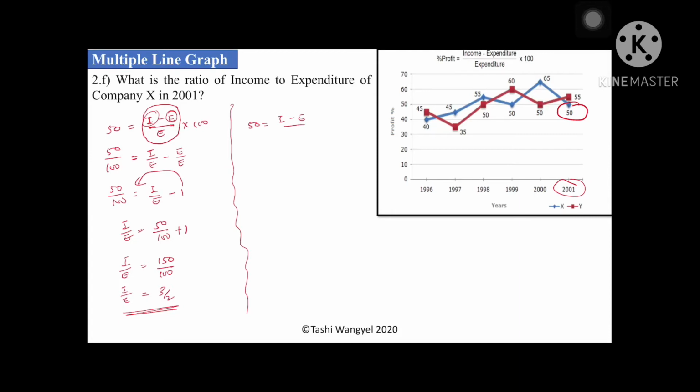Profit is equal to income minus expenditure by expenditure into 100. Cross multiply: 50E is equal to 100I minus 100E. The 100E on the other side gives 150E, so 150E is equal to 100I. Therefore, the ratio of income to expenditure: I by E is 150 by 100, which is 3 by 2. Therefore, the ratio of income to expenditure of company X in 2001 was 3 by 2.